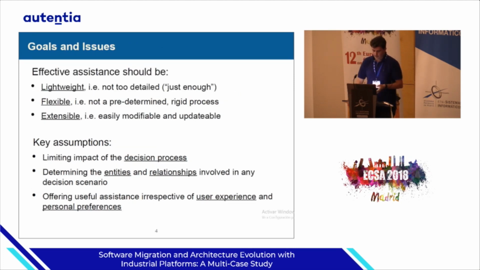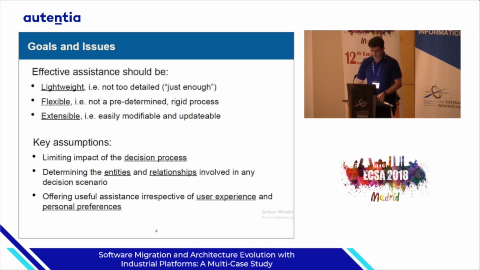So, in order to provide effective assistance that would actually be used, it must be lightweight, so it should be just enough and not a bundle of documents that no one will read. It should be flexible, which in our view is not following a predetermined solution process with specific steps, but where the architect can choose his own entry point. And it should be extensible, easily modifiable and updatable with further tags and metadata as they are required in any given domain.